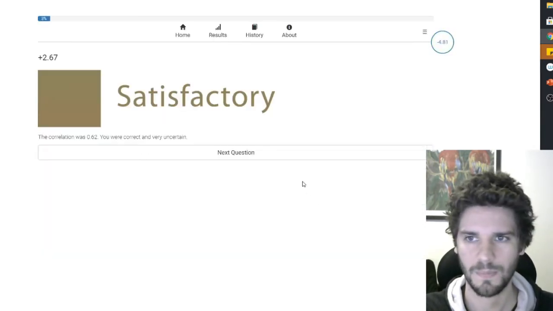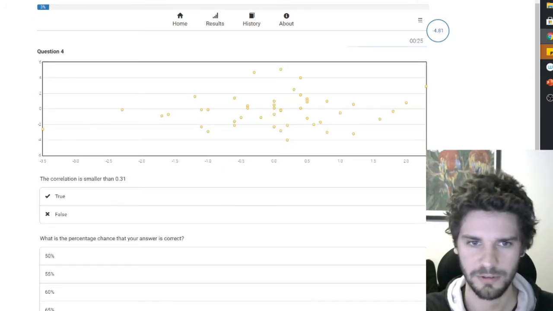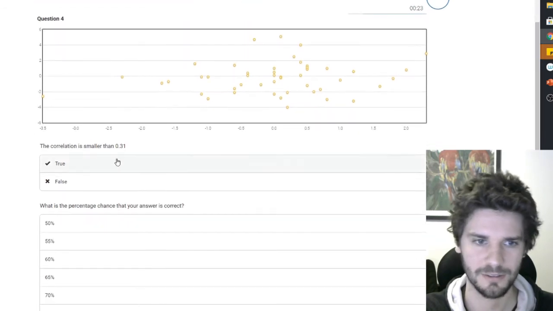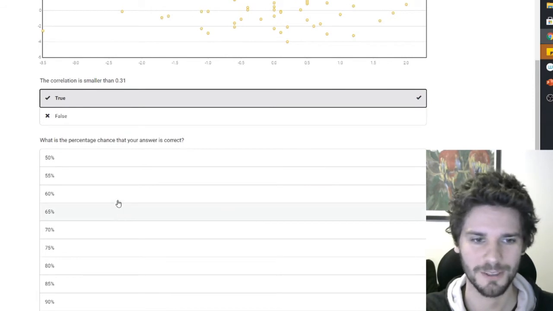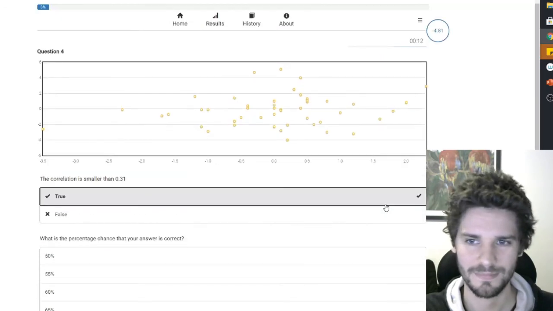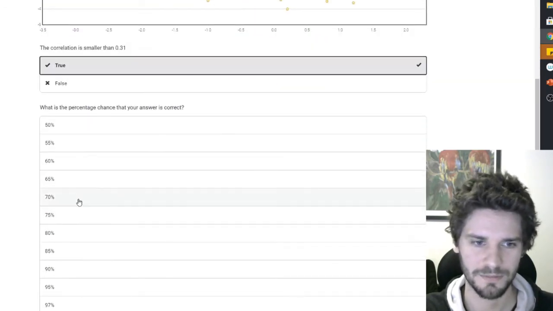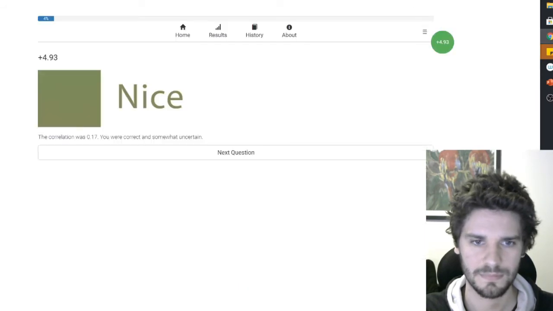Nice, okay. Let's try one more. Okay, smaller than 0.31. Well, I can barely see any correlation here at all. So I think it is smaller than 0.31. But I'm kind of burned by the one I got wrong. No, I'm still pretty confident. Let's go with 17. Bang, okay.